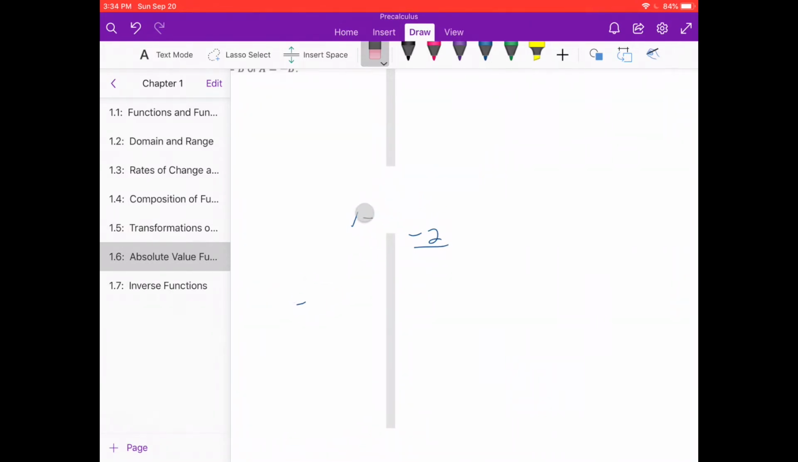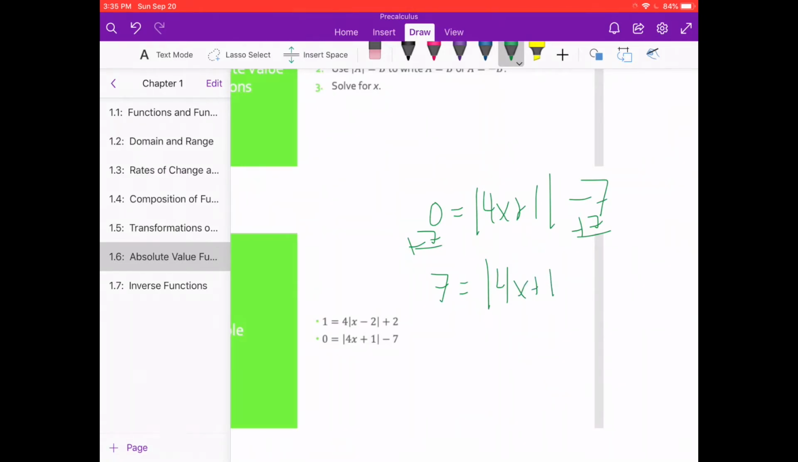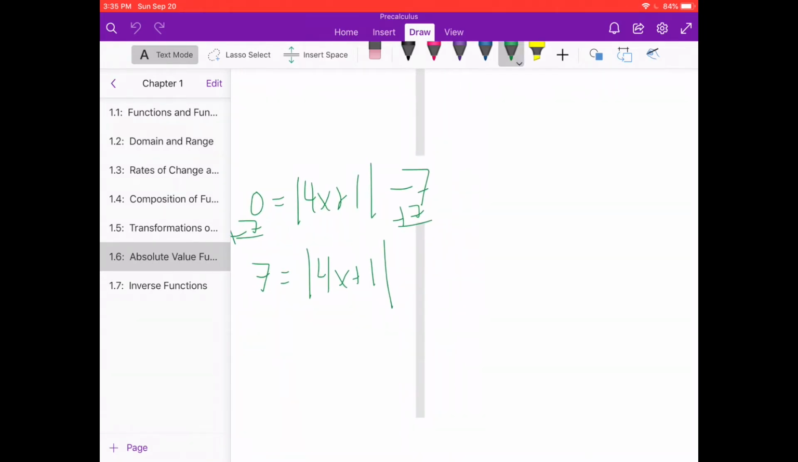So let's see if the other one works out for us. So we have, on this one, 0 equals the absolute value of 4x plus 1, minus 7. So I'm going to add 7 to both sides to get 7 equals the absolute value of 4x plus 1. Here we have an absolute value equal to a positive, so it's going to work. So let's split it up into our two equations.